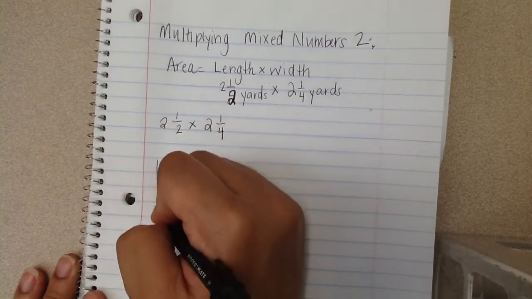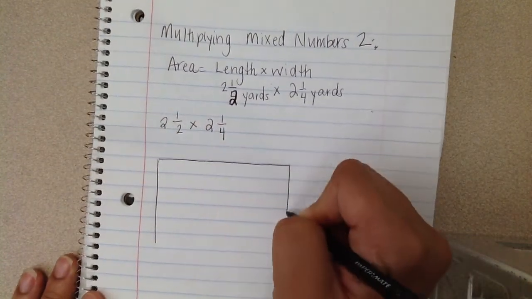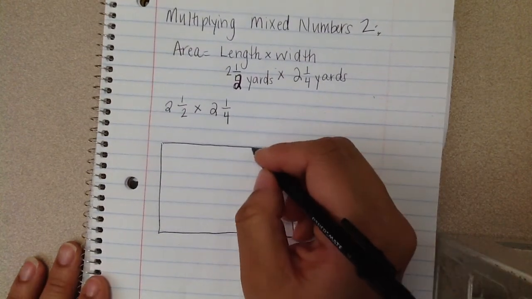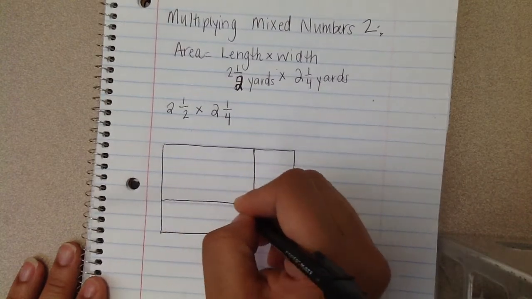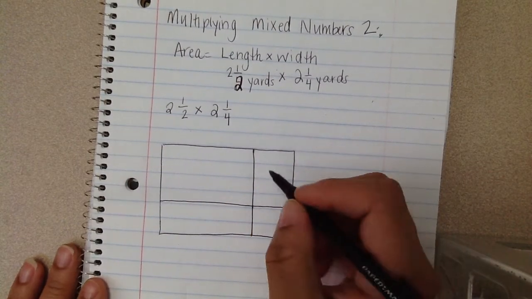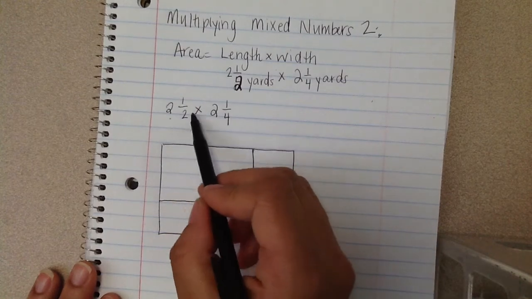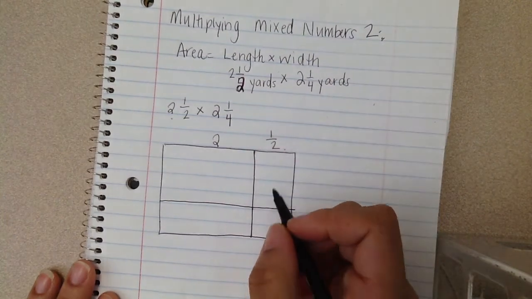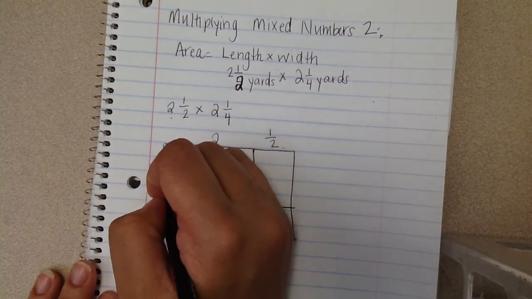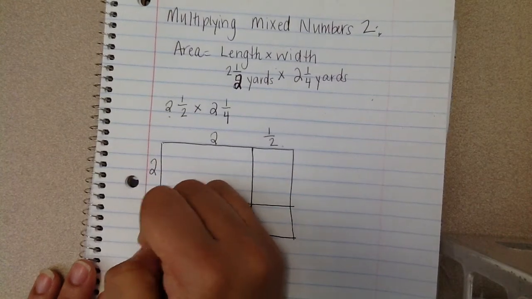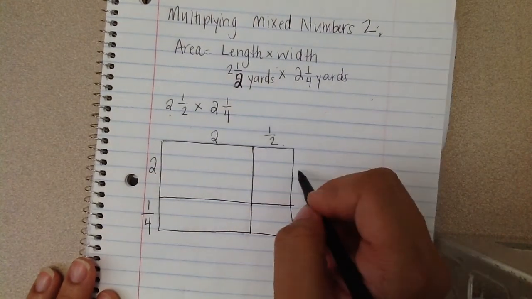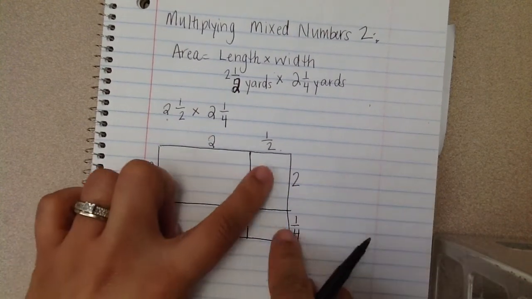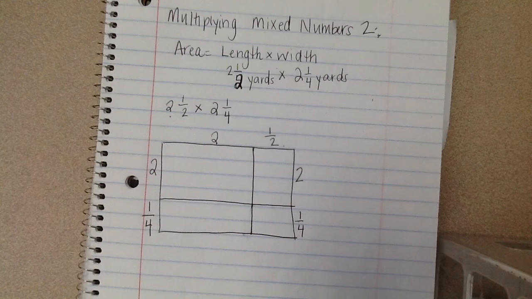So I'm going to set up my box. I'm going to make 4 sections. I'm going to take my first fraction and put it on the top. 2 wholes, 1/2. I'm going to take my second fraction, 2 wholes, 1/4, and put it along the side. Again, I know this side is 2 because it matches over here, and this part is 1/4, so that when I try to bring my fingers together, I have numbers to consider.